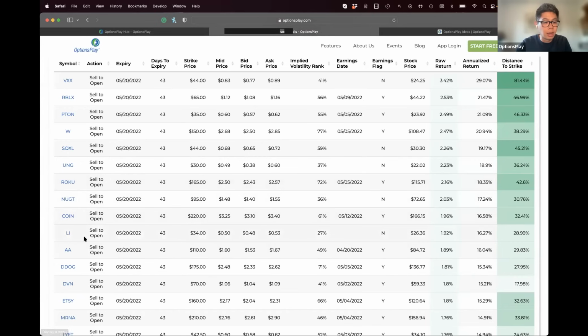So let's say we look at LI, an electric vehicle stock, a very popular stock these days. Selling the May $34 strike price, you will collect roughly 50 cents in premium, which is 1.92% of the stock's value that you're collecting on that covered call.